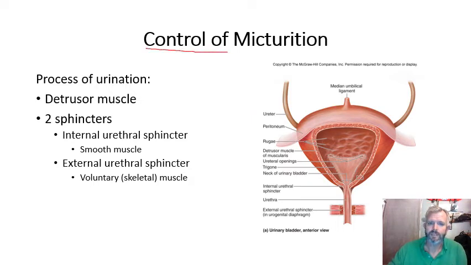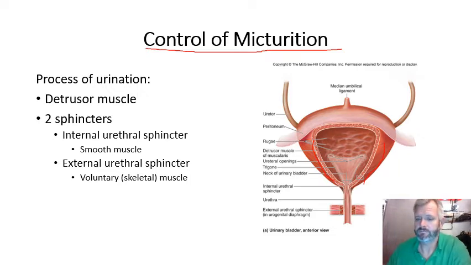All right, so let's look at the control of micturition, or basically simply the process of going to the bathroom, the voiding reflex, going pee-pee. So the process of urination, we've got several muscles here. We have the detrusor muscle making up the wall of the urinary bladder. It's made up of smooth muscle, so it is under autonomic control. Chiefly the parasympathetic is going to cause contraction of it.